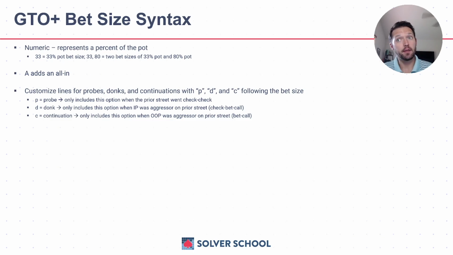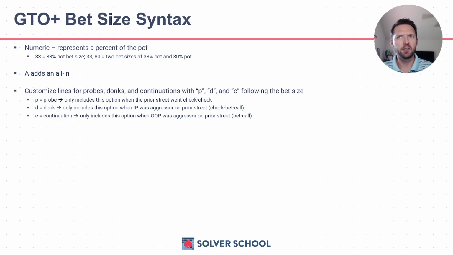D is a donk, and the donk is only valid when the in position player was the aggressor on the prior street. That often happens when the line goes check, bet, call on the prior street, but it could also be when the out of position player bets and the in position player then raises. So it could be a bet, raise, call. Either way, it's when the in position player has the aggression on the prior street, and then the out of position player leads into that player on the subsequent street.